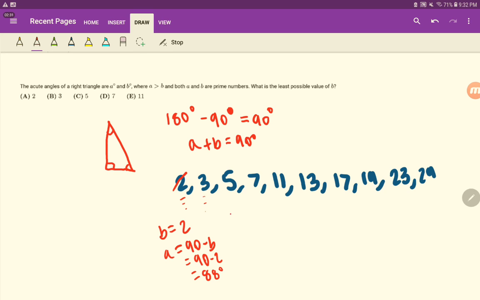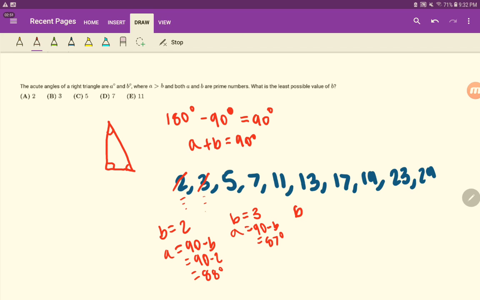Next, we try B equals 3. If B equals 3, A is equal to 90 minus B, or 87 degrees. However, 87 degrees is not prime either, because it is divisible by 3 and 29, as well as 1 and 87. So we can rule out B is equal to 3.